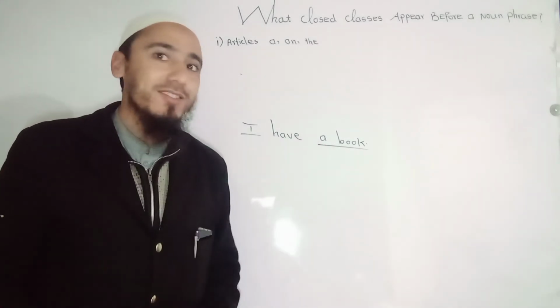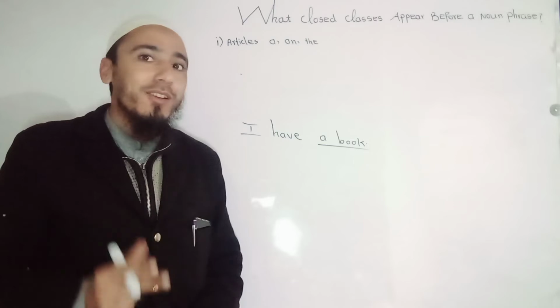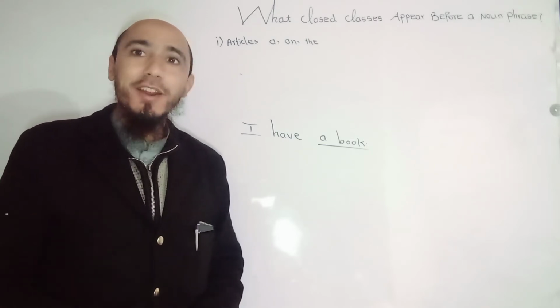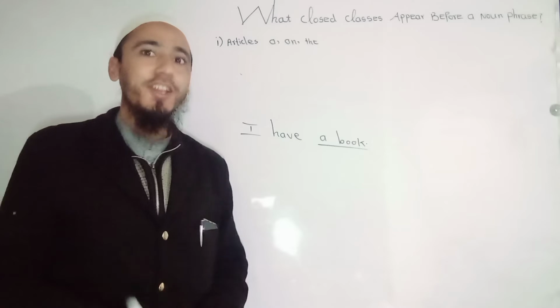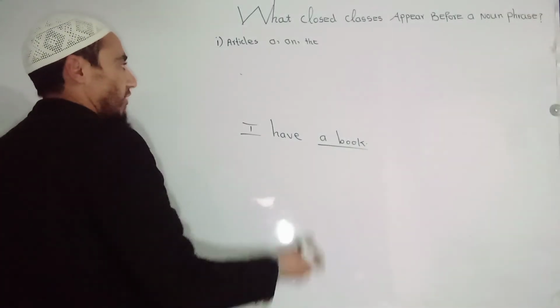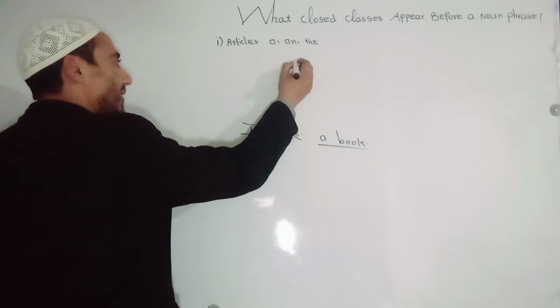So a is article and it appears before a noun or a noun phrase, and remember that a, which is article, belongs to closed class, and closed class is a class in which new words cannot be invented, cannot be coined. Okay, let me draw the tree structure of it so that it can be more clear.